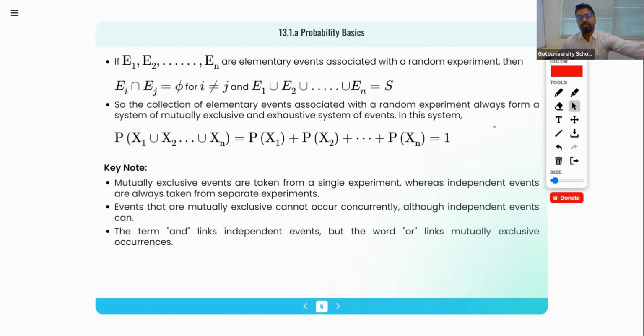Mutually exclusive events are taken from a single experiment, whereas independent events are always taken from separate experiments. Just some points to remember. Events that are mutually exclusive cannot occur concurrently, although independent events can. The term "and" links the independent events, but the term "or" links the mutually exclusive occurrences. Just remember those things, not to be taken seriously for now. We are just understanding the basics yet.